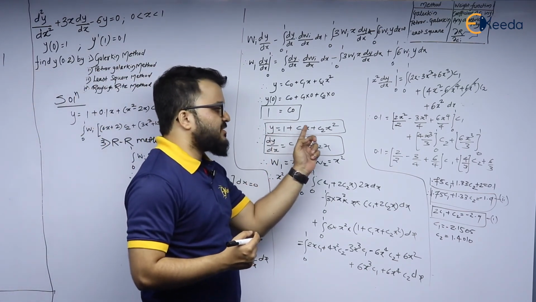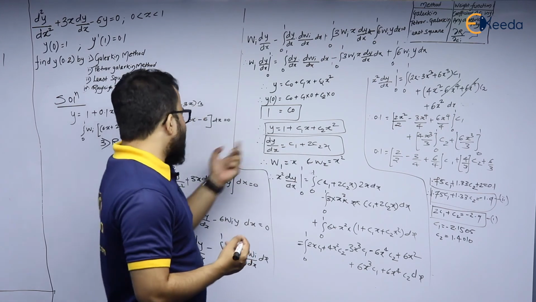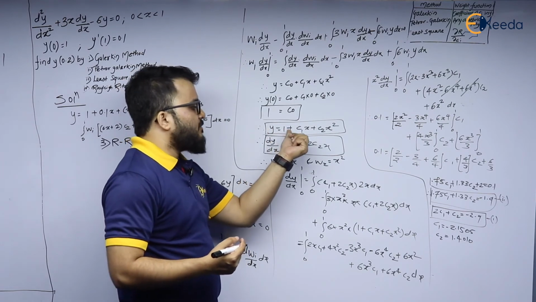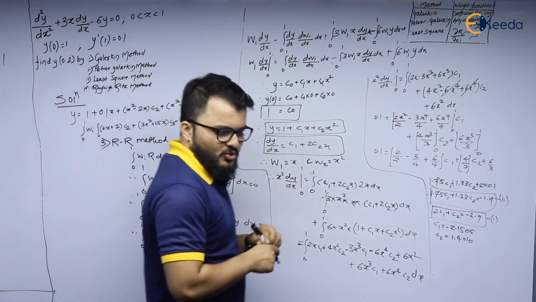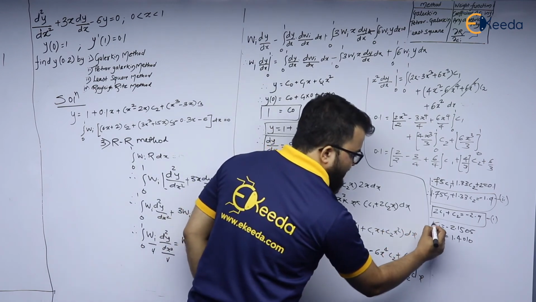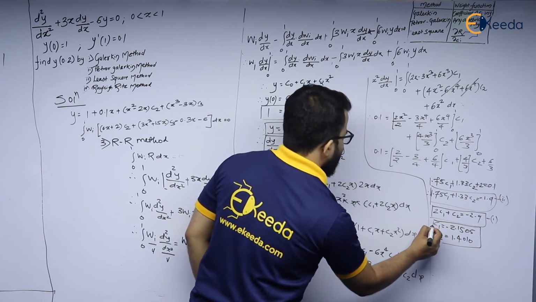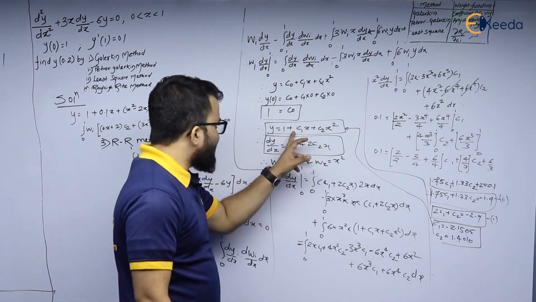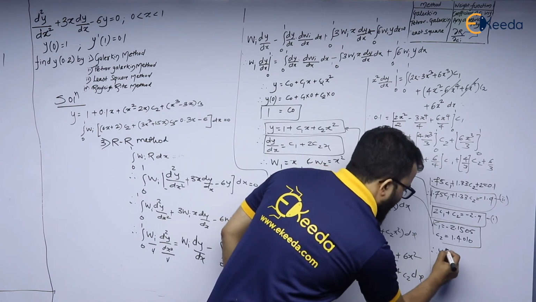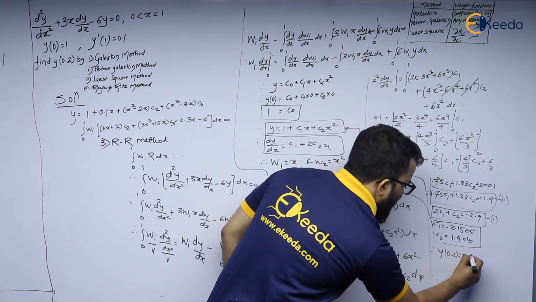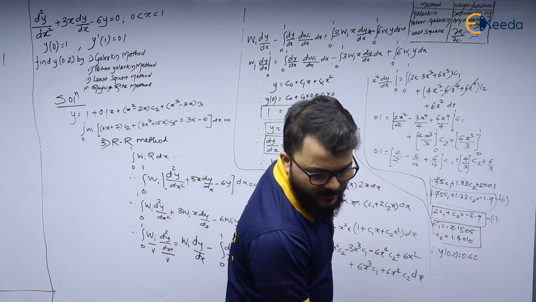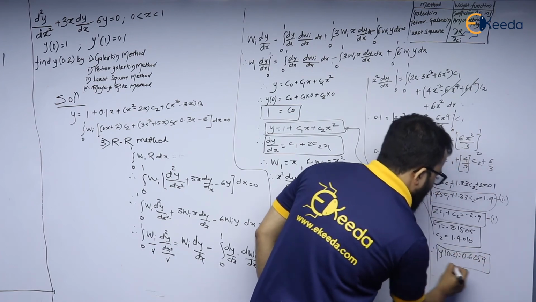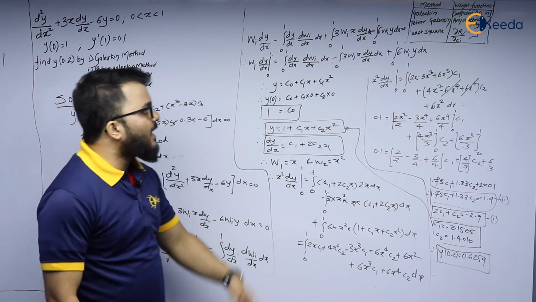Y is equal to 1 plus c1x plus c2x square. Why? Because in Rayleigh's method, your polynomial will be changed. So my y equation will be 1 plus c1x plus c2x square. Now I will put this c1 and c2 in this equation. If I put this c1 and c2 in this equation, I will get y at 0.2 equal to 0.6259. So I got the y at 0.2 value by Rayleigh's method.